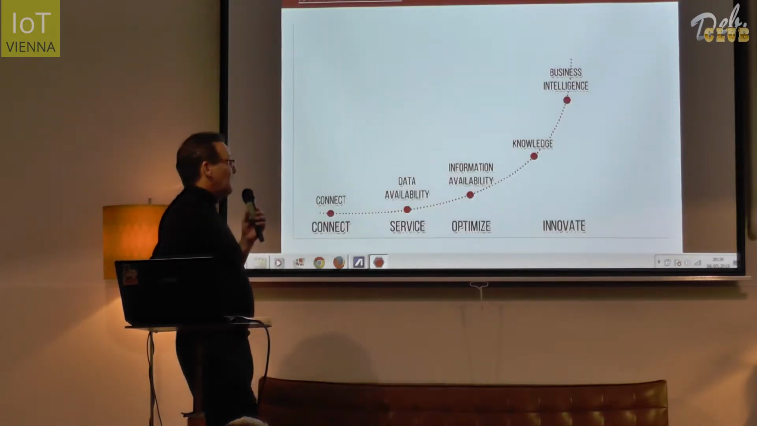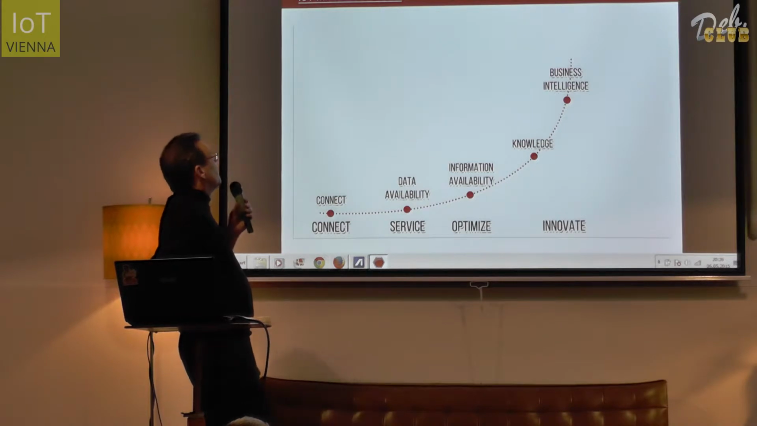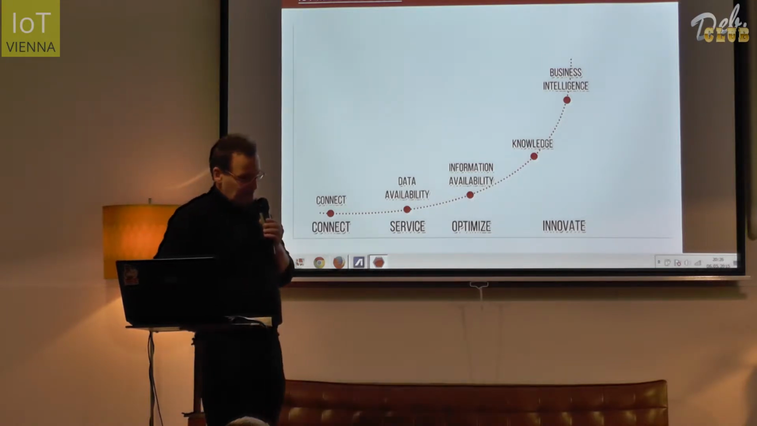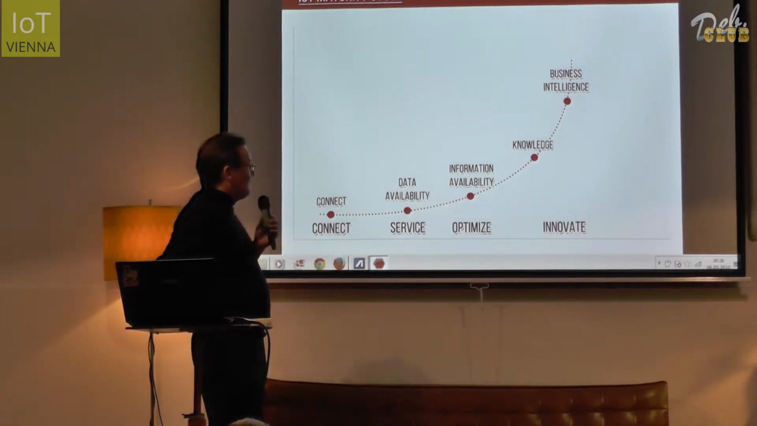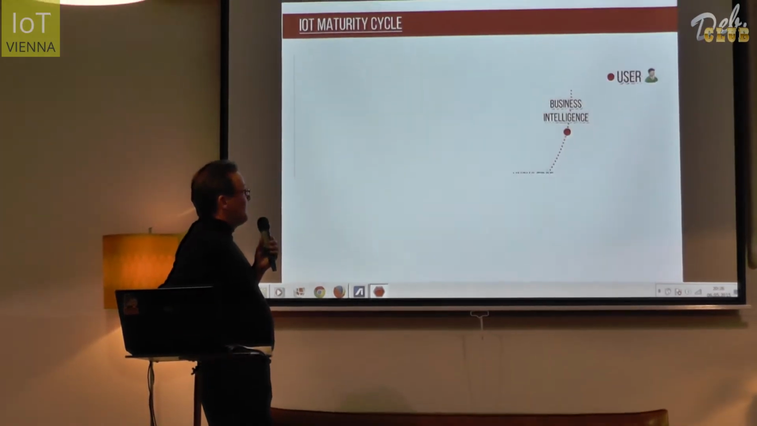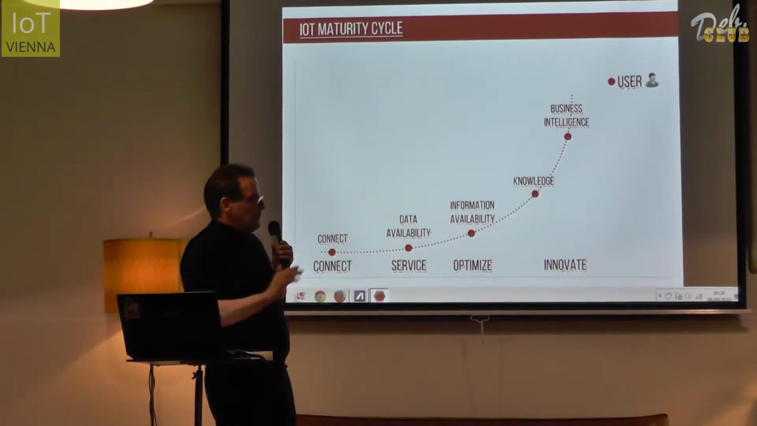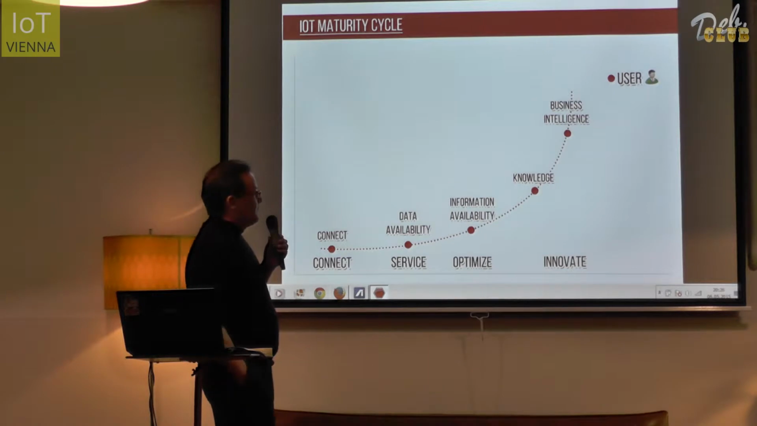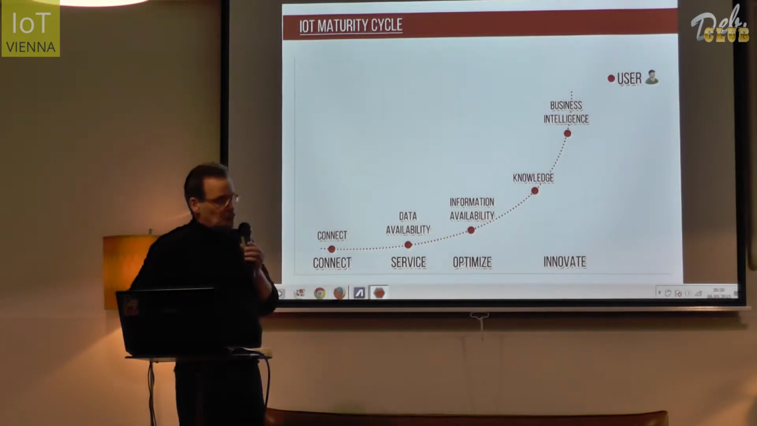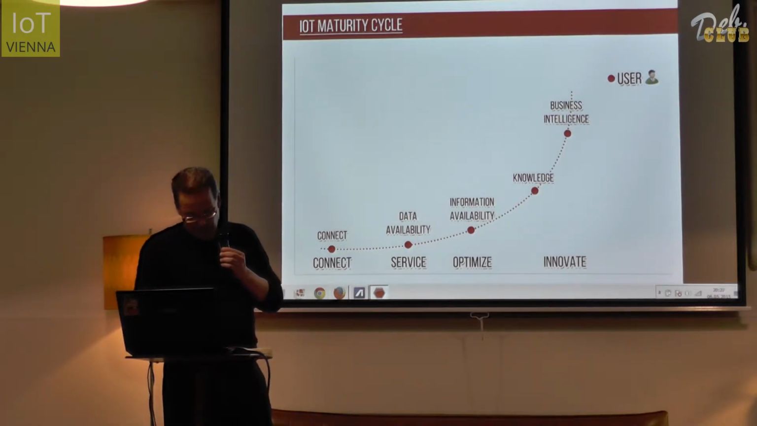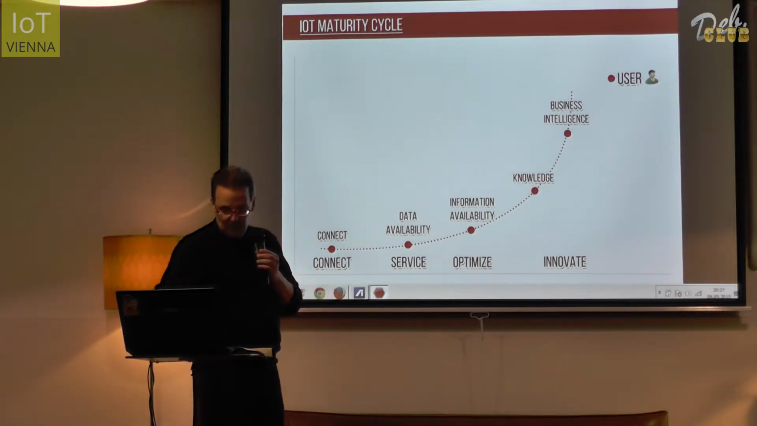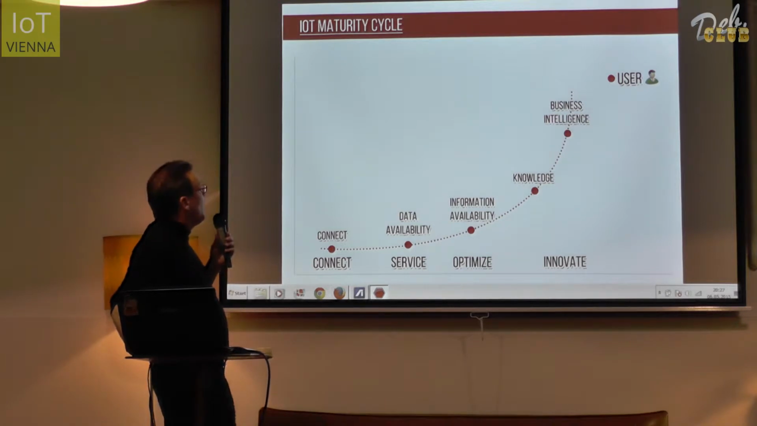As I was preparing myself for this talk, I was looking for the Internet of Things maturity, and found lots and lots of examples. And only one of them had the user mentioned in some later mature state of that cycle.